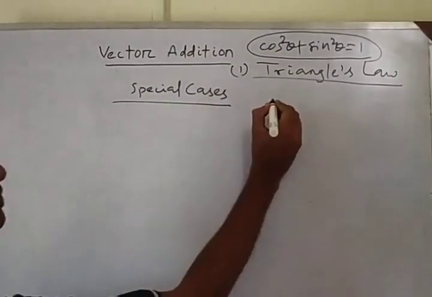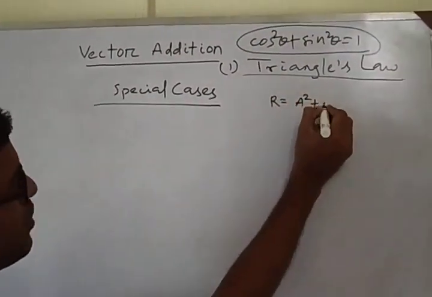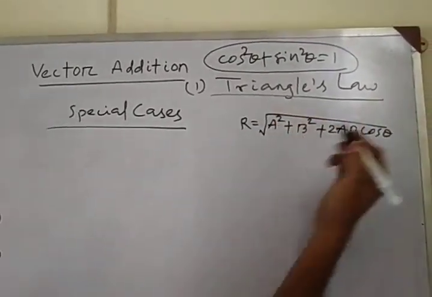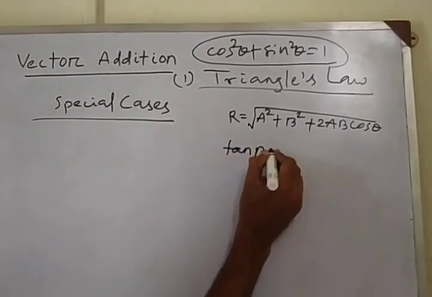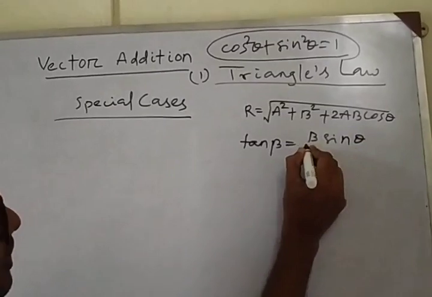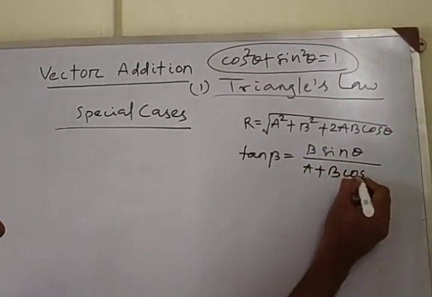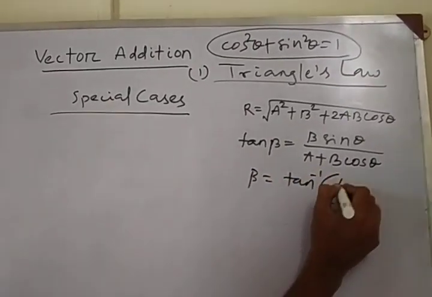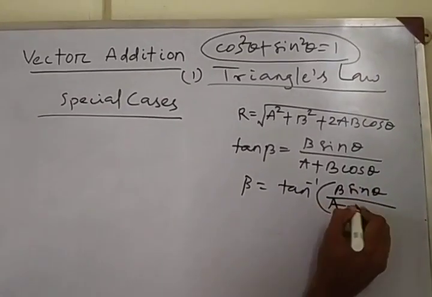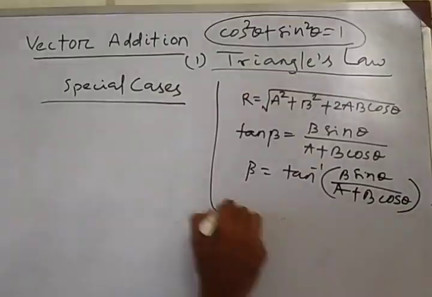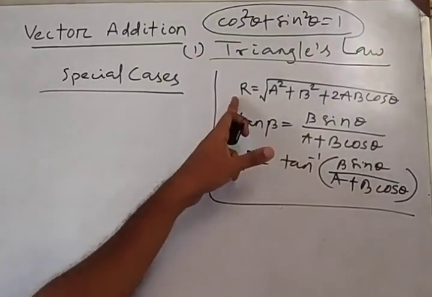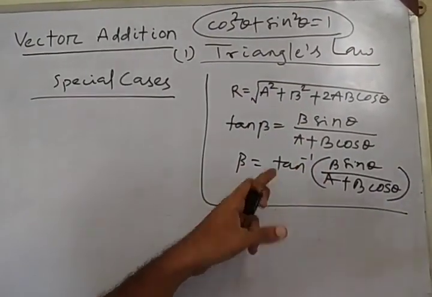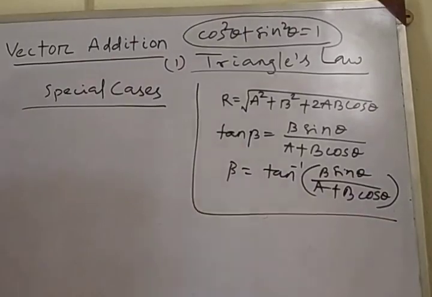So we got two formulas: R equals the square root of A squared plus B squared plus 2AB cos theta, and tan beta equals B sin theta by A plus B cos theta. Or you can write beta equals tan inverse of B sin theta by A plus B cos theta. So we have got two formulas. One is required to find the magnitude of the resultant of two vectors. Another one is required to find the direction, because the resultant of two vectors is always a vector quantity.